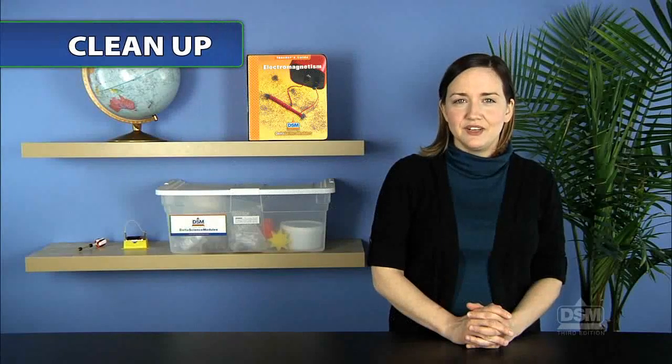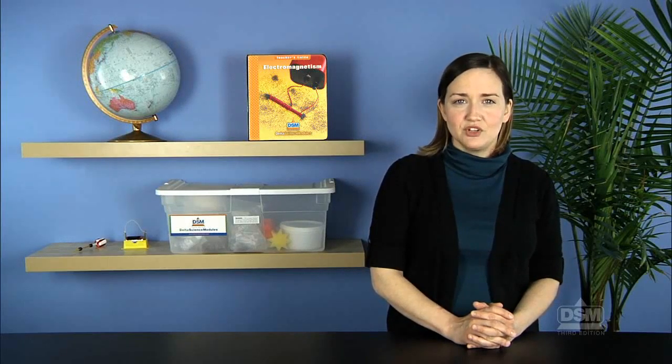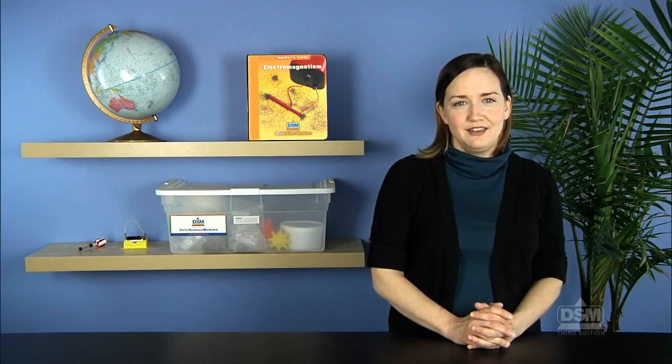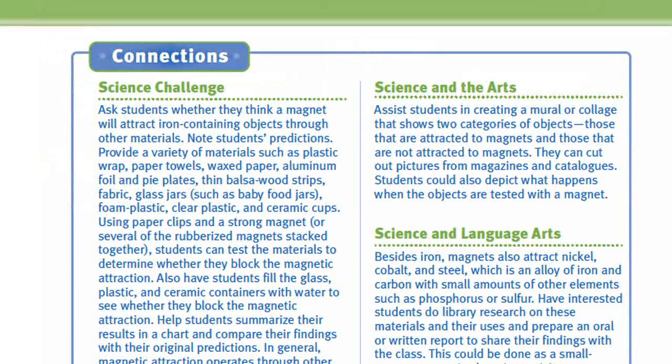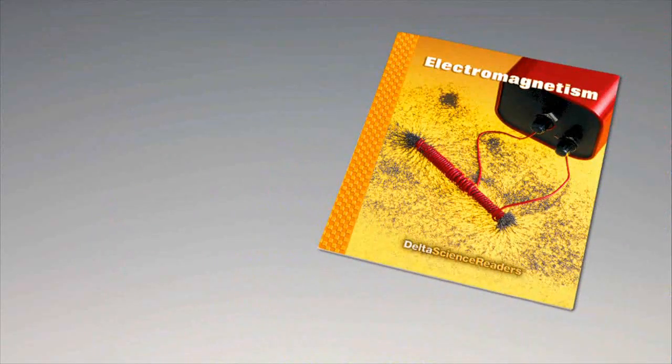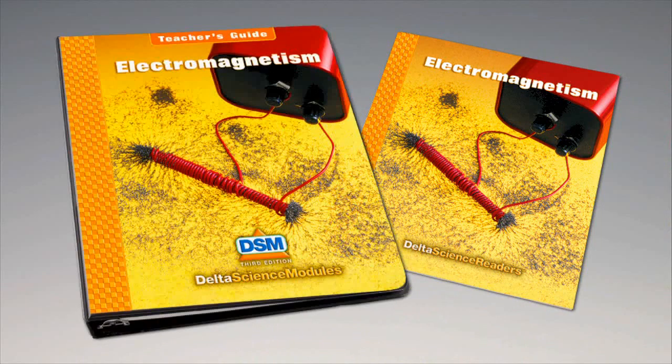To conclude the activity, remove the tape and thread from the magnets. The magnets, pieces of thread, and paper clips should be returned to the kit so they will be available for future activities. For science background, reinforcement activities, curriculum connections, and information about the Delta Science Reader, please consult your DSN Teacher's Guide.